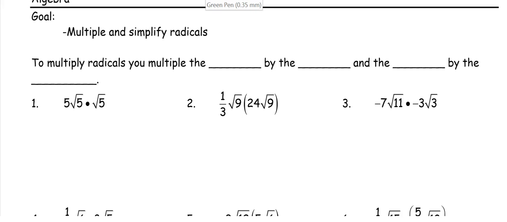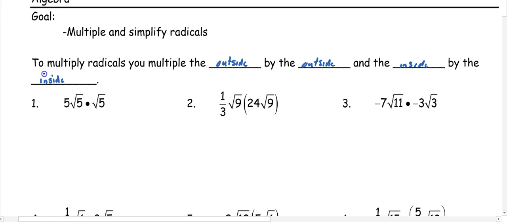This video is about multiplying and simplifying radicals. So to multiply radicals, remember that you need to multiply the outside by the outside and the inside by the inside. So what that means is any number that is outside the radical can get multiplied together, and any number that's inside the radical can get multiplied together. And then we're going to simplify if possible.